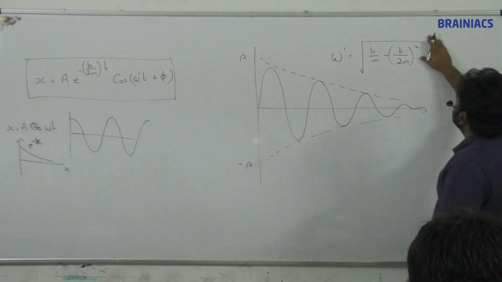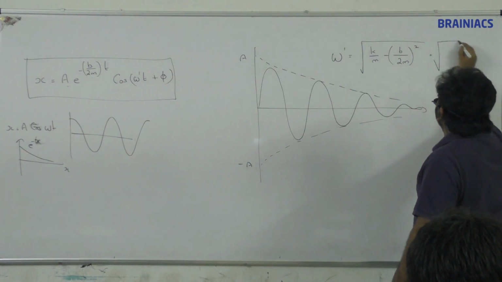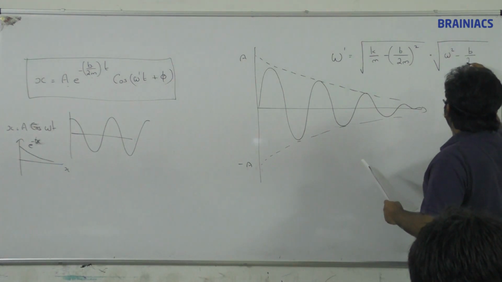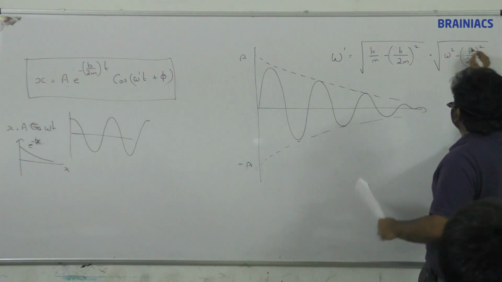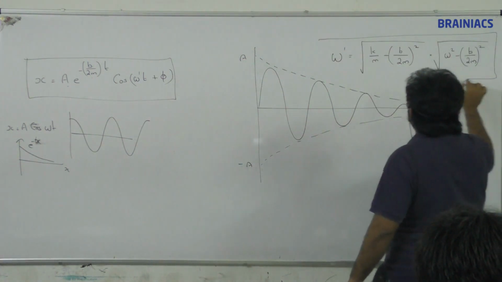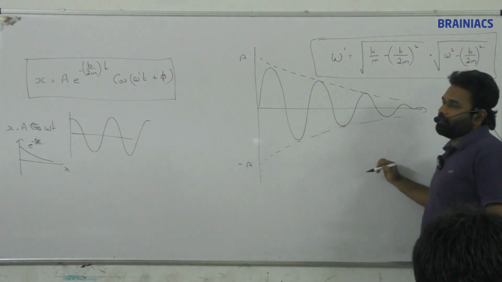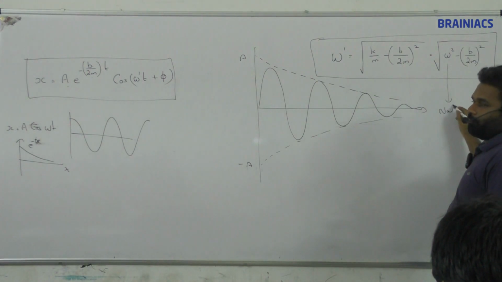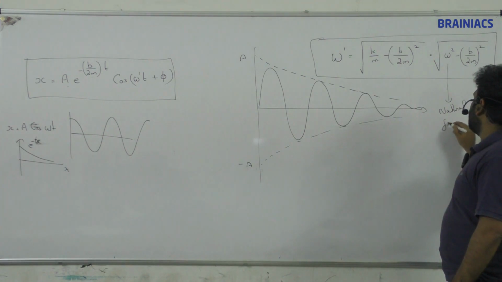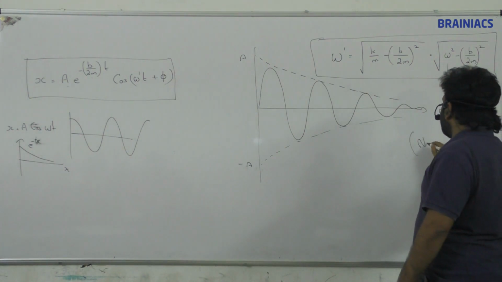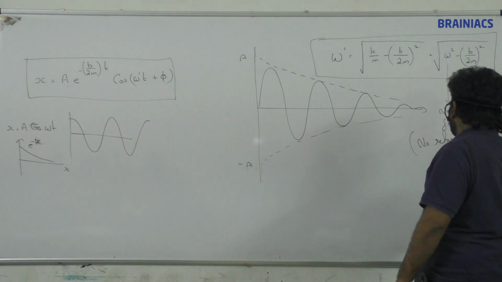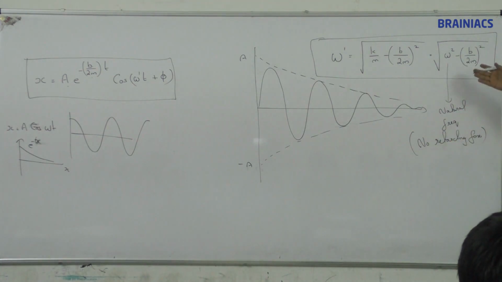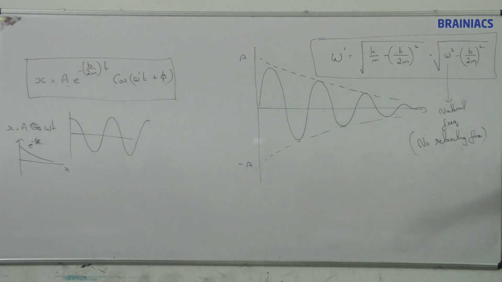Or otherwise we can write this also: root of omega square minus b by 2m the whole square. So this is the damped oscillations frequency. This omega is the natural frequency, the frequency when no retarding force is there. There was no retarding force till now, whatever we have learned is this omega. So damping frequency is this one.